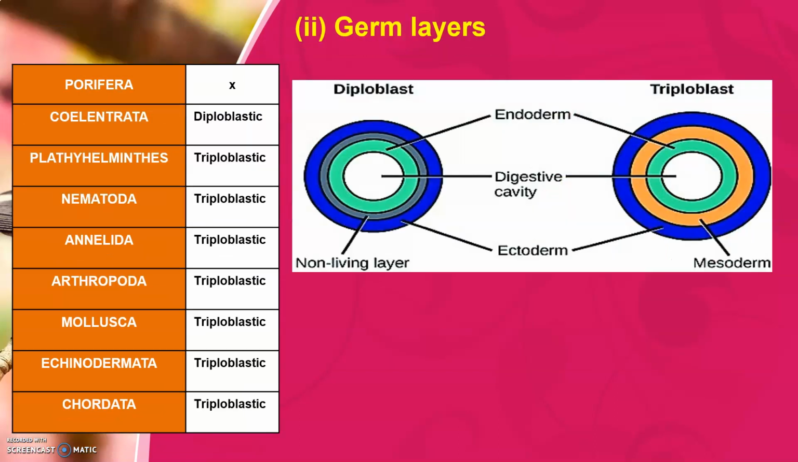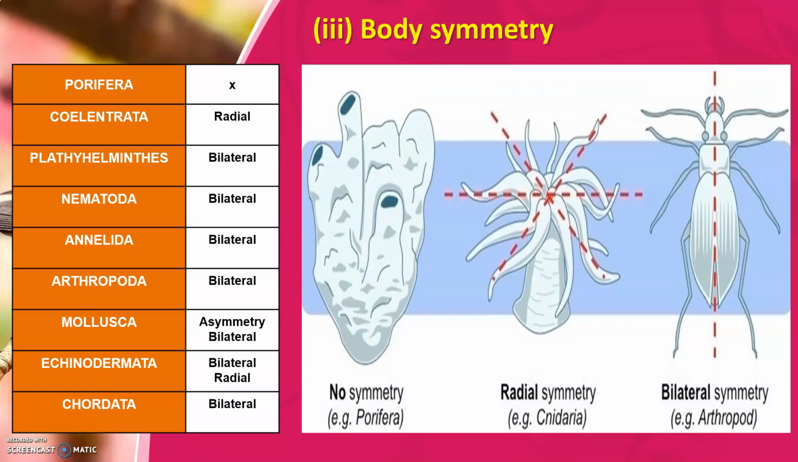In terms of germ layers, mostly all the phylum they are triploblastic, they have 3 germ layer. Only Cnidarian they are diploblastic, they have 2 germ layer. In terms of body symmetry, Porifera they don't have symmetry at all. The Cnidarian or also known as Coelenterata, they have radial symmetry, while Platyhelminthes and all the other phylum they are bilateral.